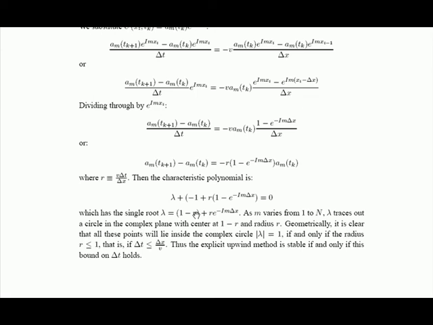So for all m, lambda lies on a circle with center at 1 minus r and radius r in the complex plane. If you think about that, that's a circle that lies entirely inside the unit circle, absolute value of lambda equal to 1, if and only if r is less than 1. That is, if the radius of that circle is less than 1.